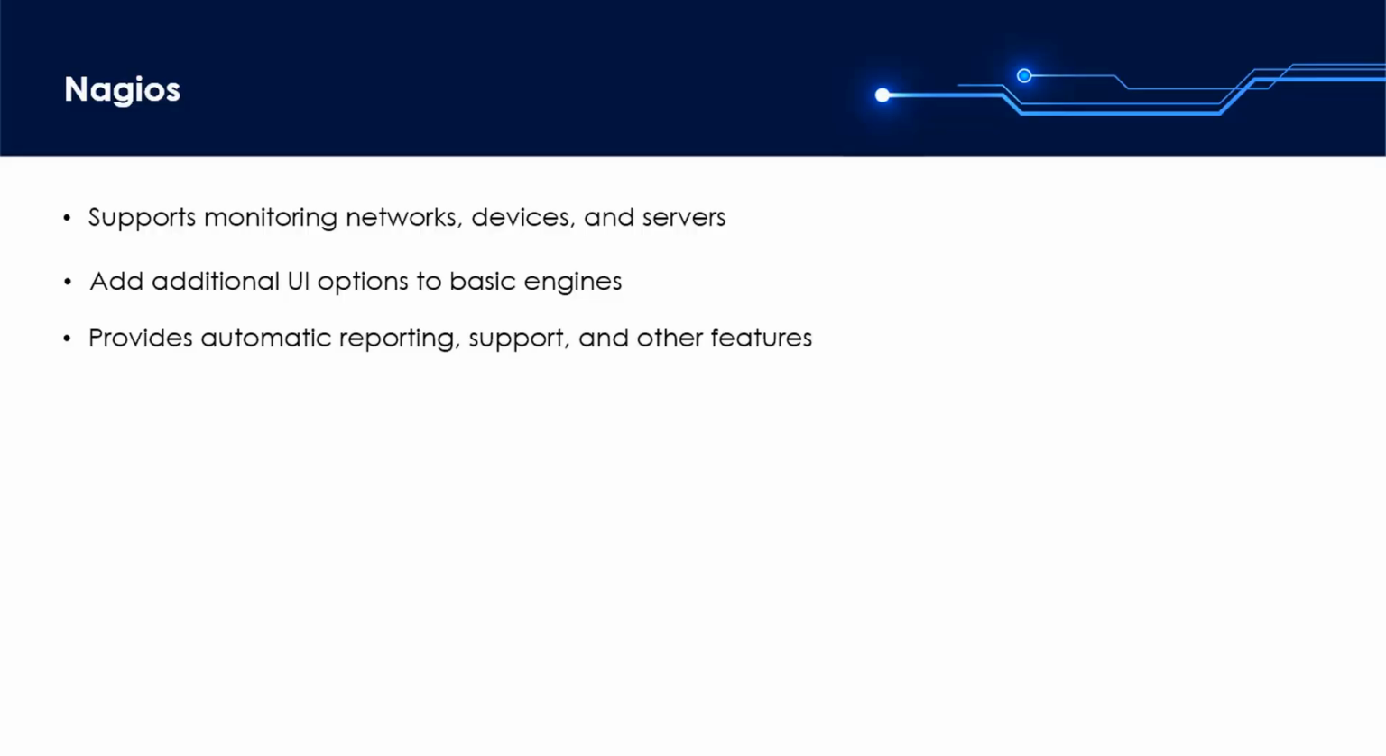Nagios also provides additional features like automatic reporting, support, and parallel service checks. We can schedule multiple service checks in the Nagios event queue to be executed at particular times. And whenever a service check has been executed, Nagios will immediately start the process of executing the next service check in the queue.